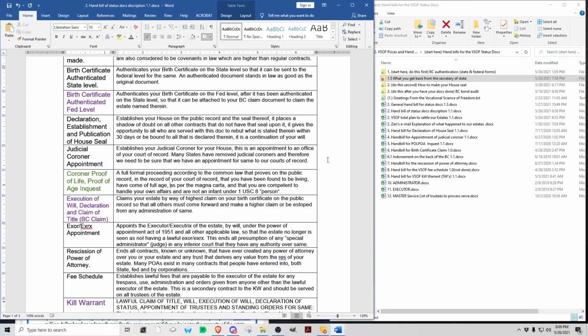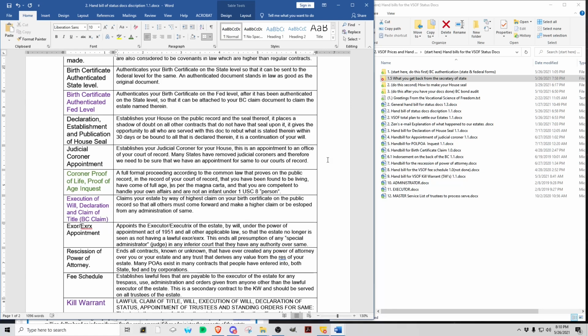Now, this is all stuff that Bill Thornton taught me years ago, and I double checked it, and he's absolutely correct. We have our own courts, so we can establish our own judicial coroners, just in the same way that we can appoint our own special masters and our own marshals. A special master is something they even still have in the Federal Rules of Civil Procedure. Just go look up the appointment of special masters. It's in there. That's Roman civil law, and it's still in there. We have the right to establish our own judicial coroner and to appoint them to our own house and to have them convene a petit jury for the coroner proof of life and proof of age inquest.